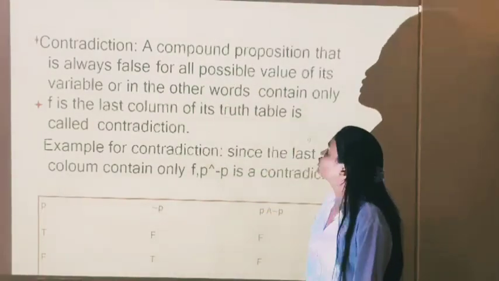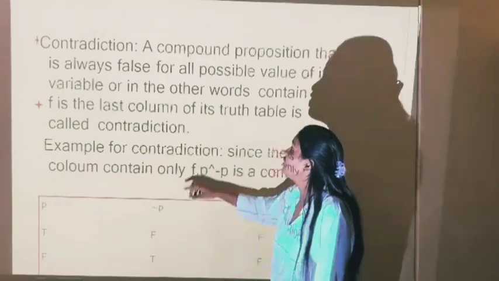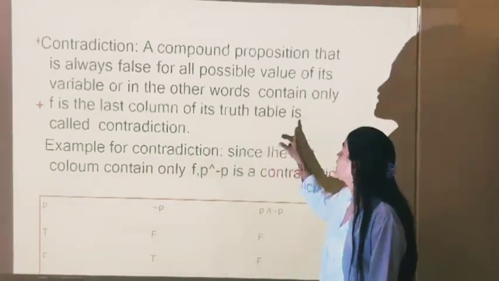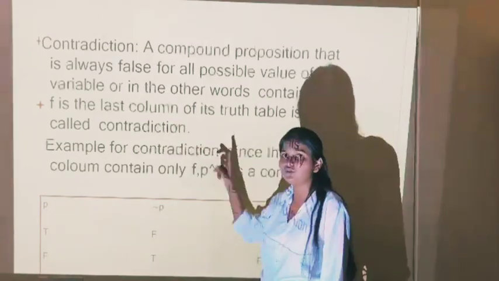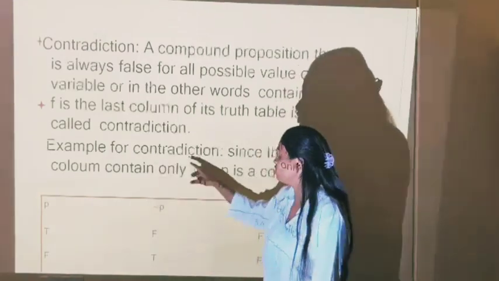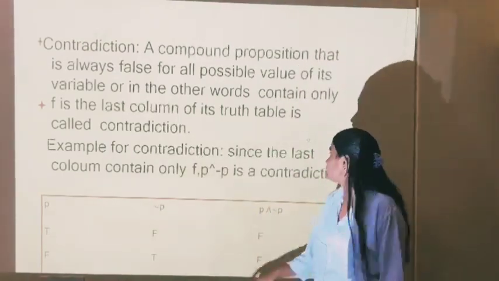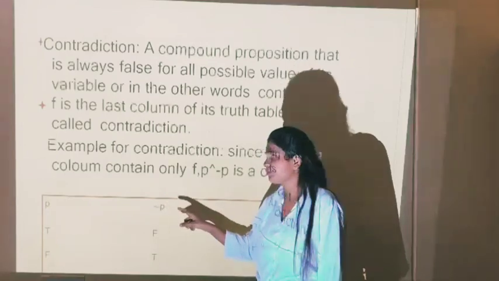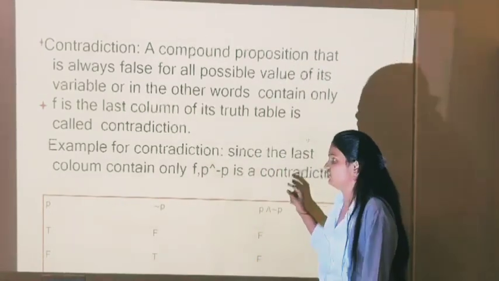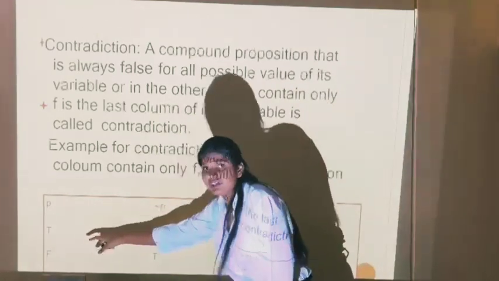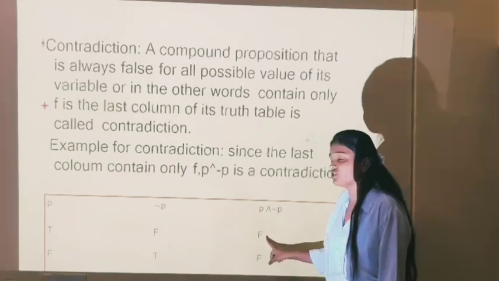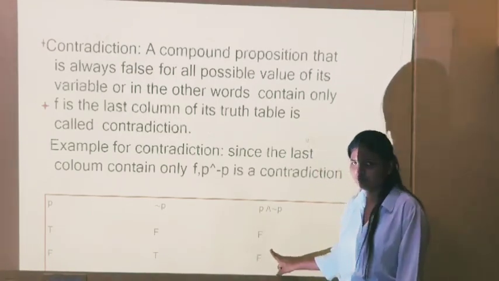Contradiction: a compound proposition that is always false for all possible values of its variables. In other words, if it contains only F in the last column of its truth table, it is called a contradiction. Example for contradiction: since the last column contains only F, P and not P is a contradiction. The statement T, F, statement F is also always a contradiction, which is always false.